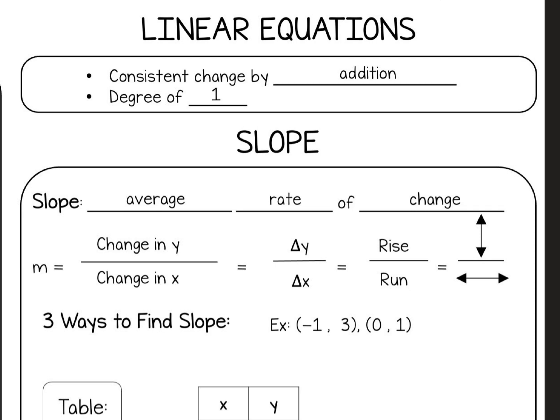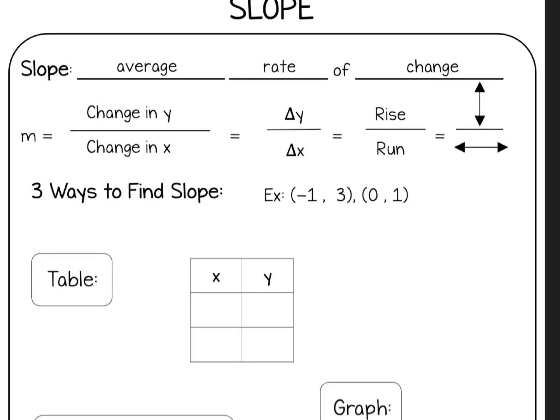First, we're going to look at the example (-1, 3) and (0, 1) and use these 2 points to find slope. Let's try plugging these 2 points into a table. So the first point goes on the first row. That would be x is -1 and y is 3. And the second point goes on the second row. That is x is 0 and y is 1.